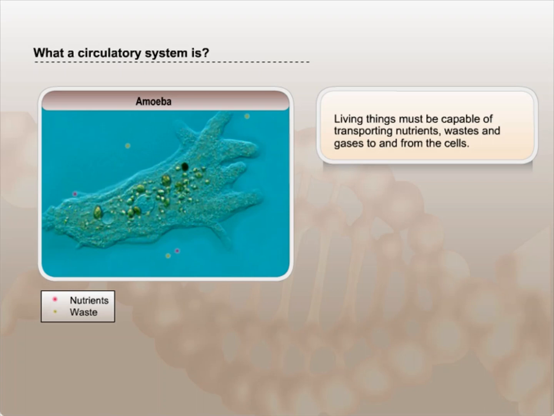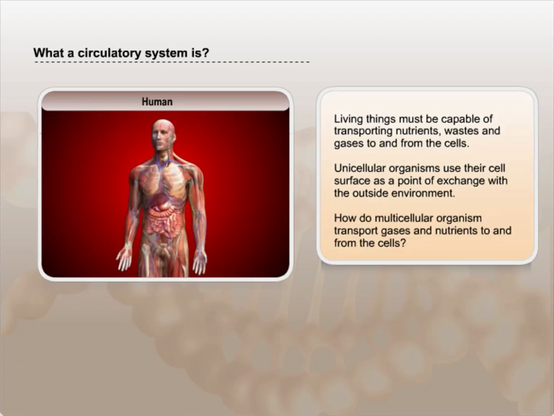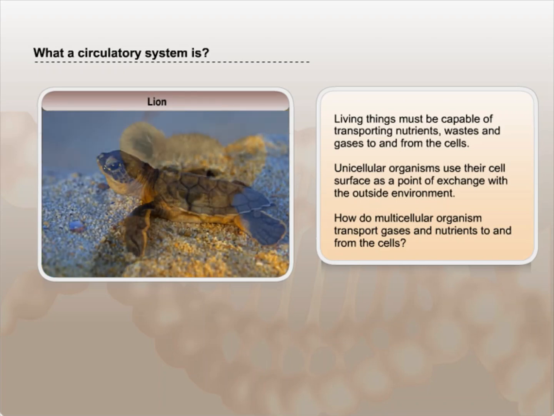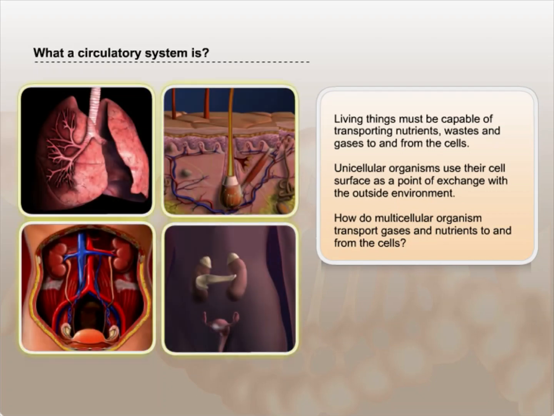What is a circulatory system? Let us learn about circulatory system. Living things must be capable of transporting nutrients, wastes, and gases to and from the cells. Unicellular organisms use their cell surface as a point of exchange with the outside environment. How do multicellular organisms transport gases and nutrients to and from the cells? Let's observe the animation to find out.